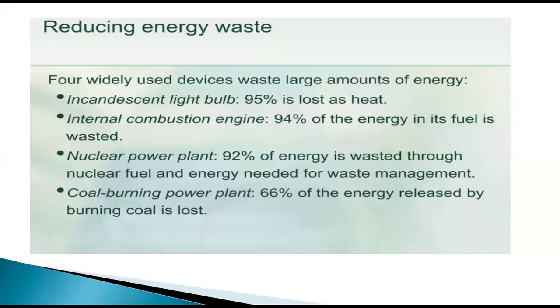Next, coal burning power plants: 66% of the energy released by burning the coal is lost. So in thermal power plants, 66% of the energy is wasted. The maximum amount of energy is wasted across the steam turbine. When the steam passes through the turbine, a lot of heat is wasted. Because of this, the efficiency of the power plants is reduced to approximately 30% only. So reducing the energy waste.